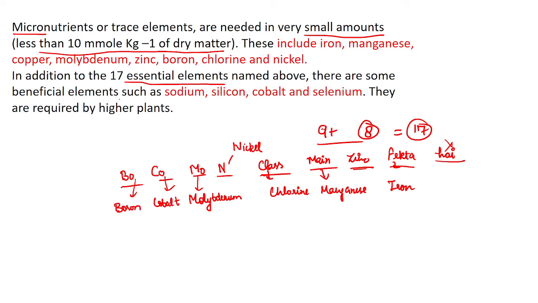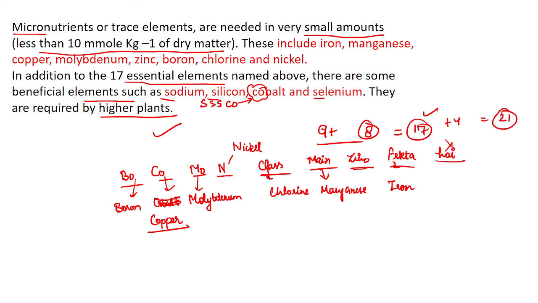Okay. Now there are some beneficial elements. Say for example triple S, Co. So these are the beneficial elements, sorry, here not cobalt, here is copper. Cobalt is actually required by higher plants. So triple S, sodium, silicon, and your selenium, as well as your cobalt, they are some of the beneficial elements which are required by the higher plants only. Fine. So we have seen 17 plus 4. How many? 21. So we have seen 21 elements till now which are essential for the plant.